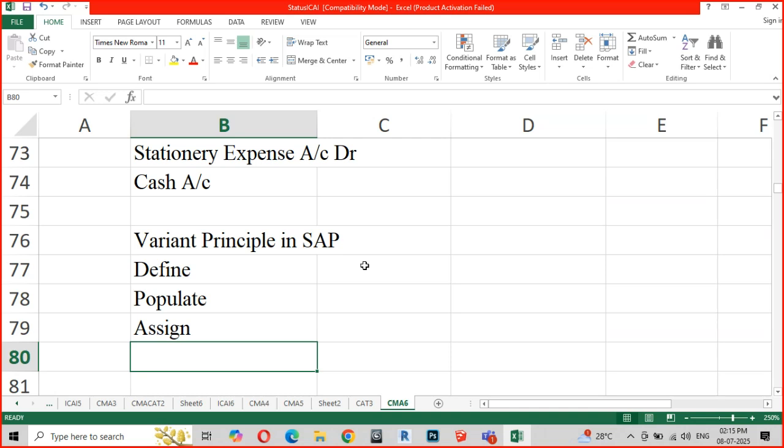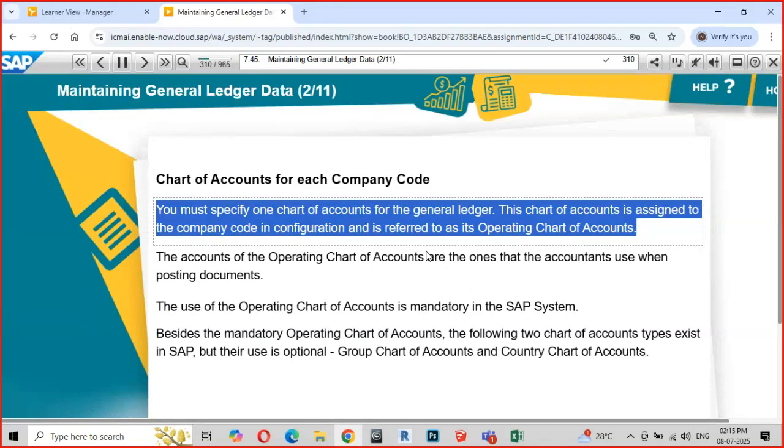This is the standard principle followed in SAP. You first define the organizational element, or whatever will be the variant. Second, you provide this with information. Third, you assign it to the company code. Clear so far? Let me get back. This is the exact meaning of "is assigned to the company code" in the configuration.